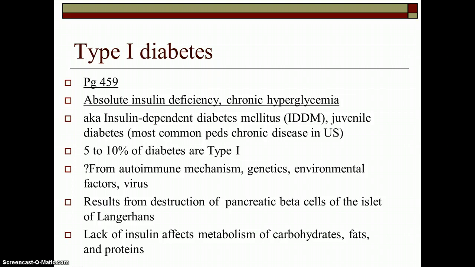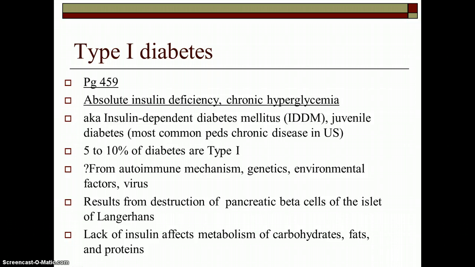So type 1 diabetes is an absolute insulin deficiency. It's a chronic hyperglycemia regardless of what they eat, regardless of their diet and management. So it's also known as insulin-dependent diabetes mellitus. In the past, you have heard it called juvenile diabetes because the most common cases are diagnosed in pediatric clients. It's the most common peds chronic disease in the U.S.